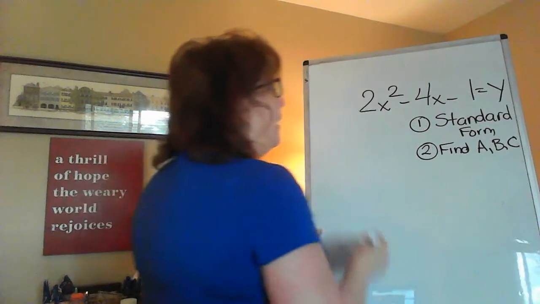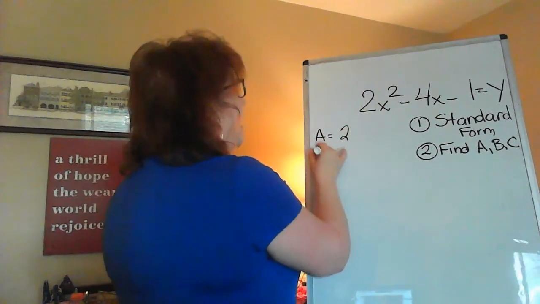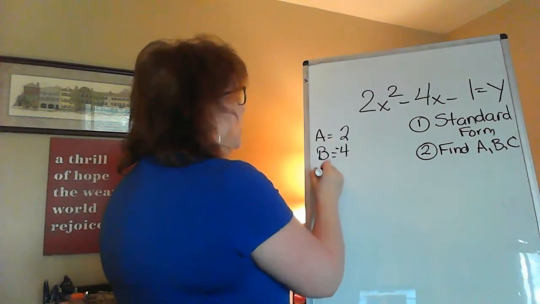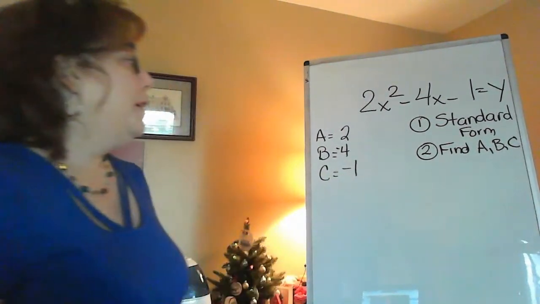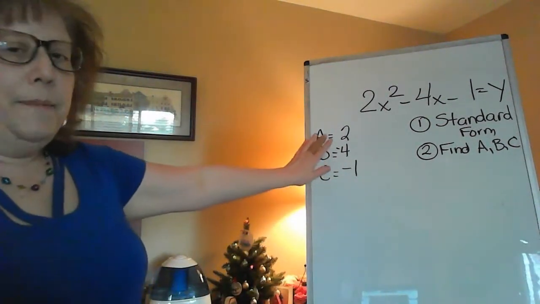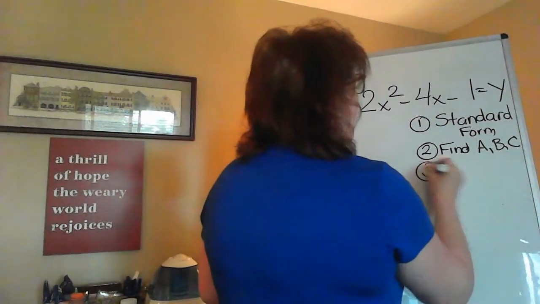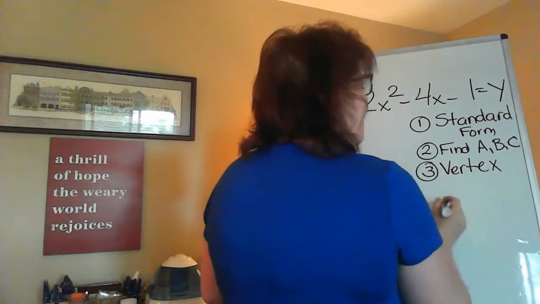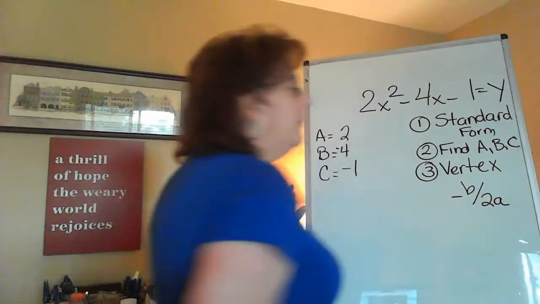And in this one, our a is 2, our b is -4, and our c is -1. Now that we've got the a, b, and c, we can go to the third step, which is to find the vertex. And if you remember, that formula is -b over 2a.